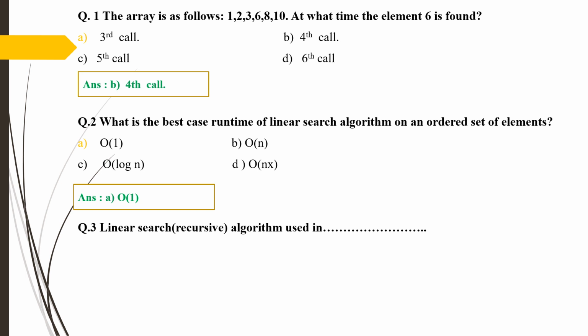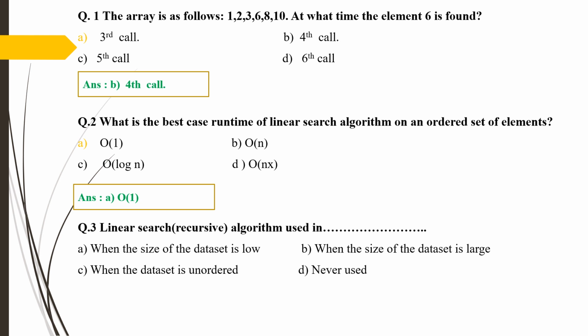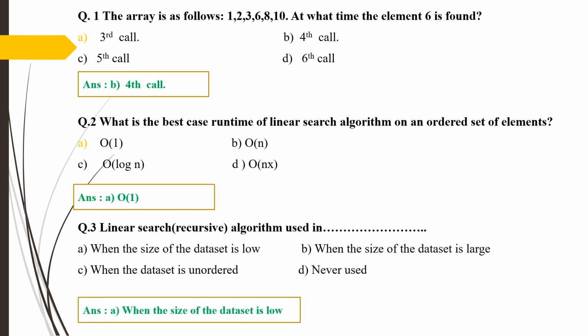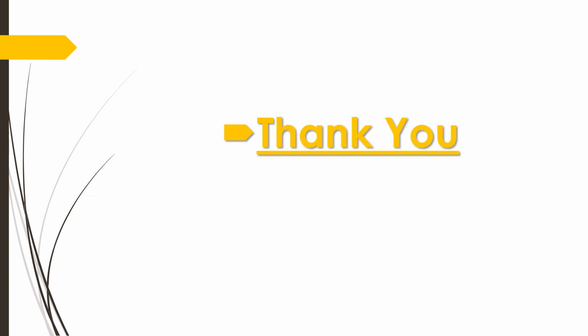Last question is linear search algorithm used in. First option, when the size of the data set is low. Second option, when the size of the data set is large. Third option, when the data set is in order. And last option is never used. So answer of this question is when the size of the data set is low. Linear search algorithm is used when the size of data set is low. So these are the MCQs related to linear search. Thank you.